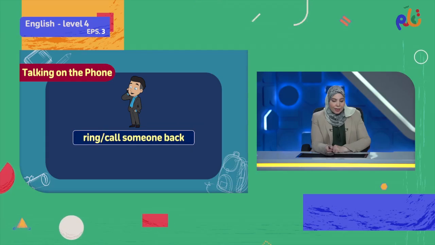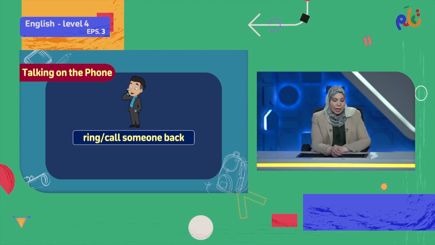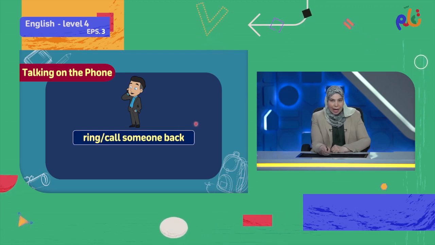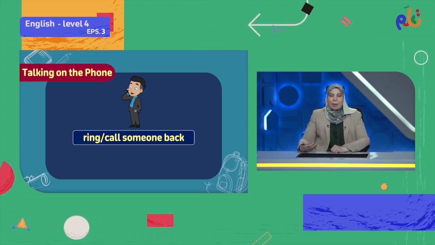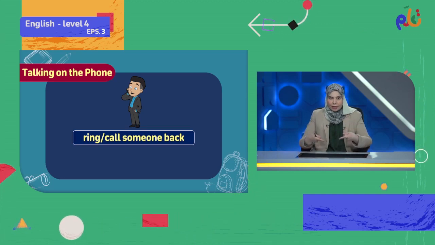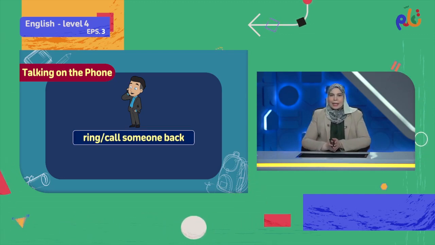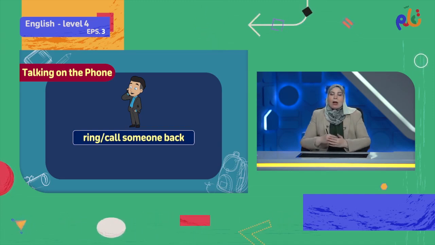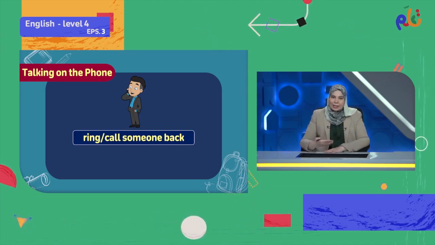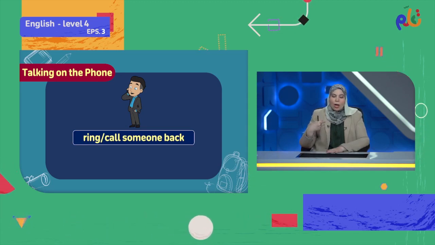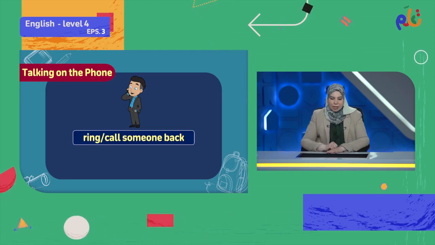And the other phrasal verb that we have here is call back. Call back or ring back, which means return the phone call or call again. So I can say, I will ring you back in 10 minutes because I'm busy now, which means I will call you back again in 10 minutes. I will return the call, or I will call again after 10 minutes.